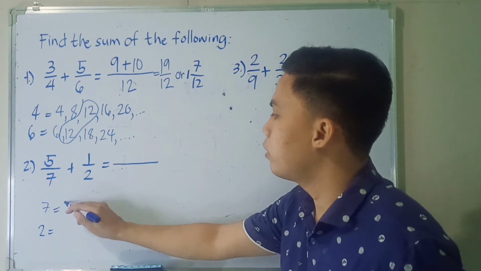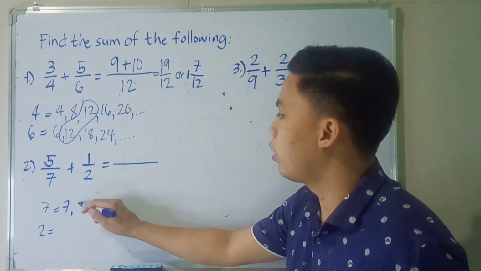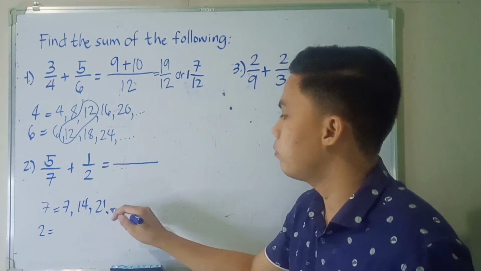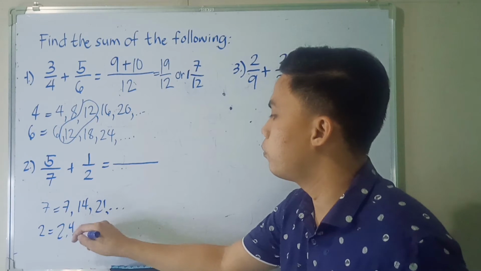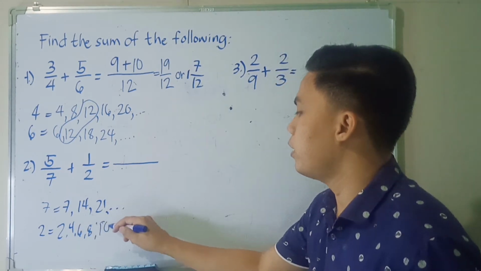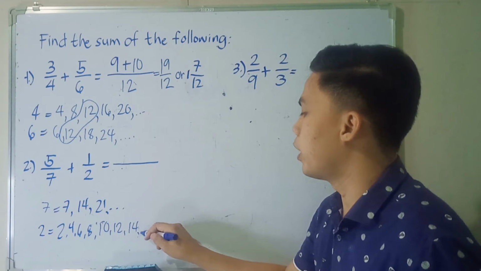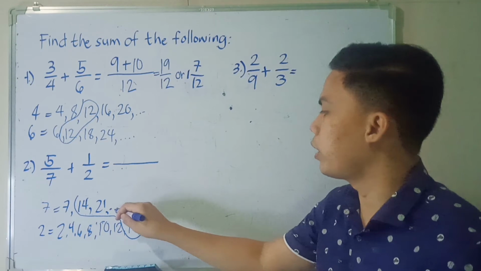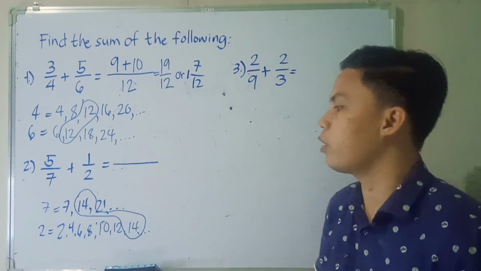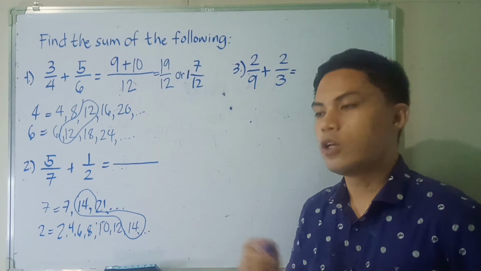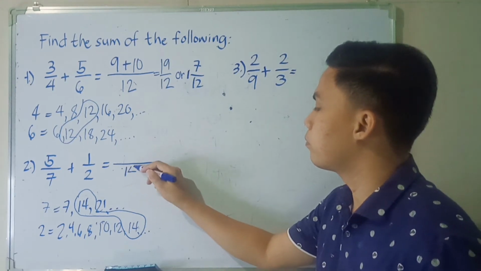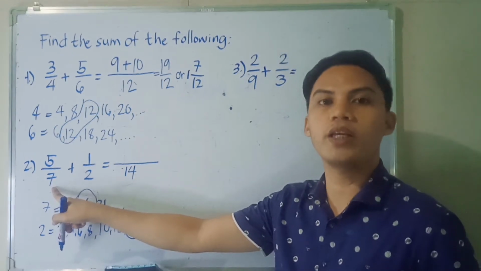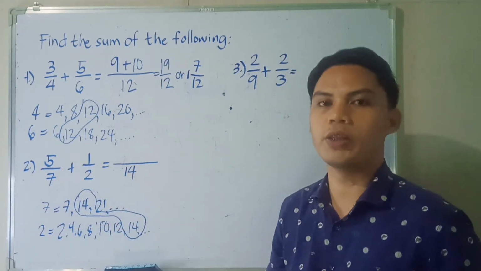So, we have 7, then we have 14, 21, and so on. Then, we have 2, 4, 6, 10, 12, and 14, and so on. So, yung unang number na common sa kanila, or yung pinakaunang multiple na common sa kanilang dalawa is 14. So, our LCD would be 14. Okay, same process yung gagawin natin. Divide sa denominator, and kung ano yung magiging sagot, we're going to multiply sa numerator.